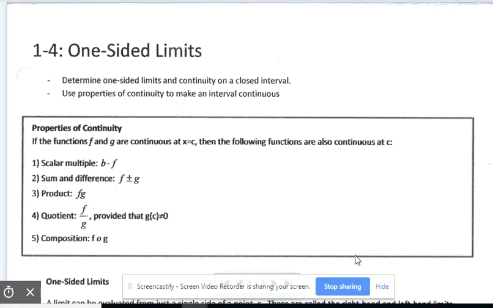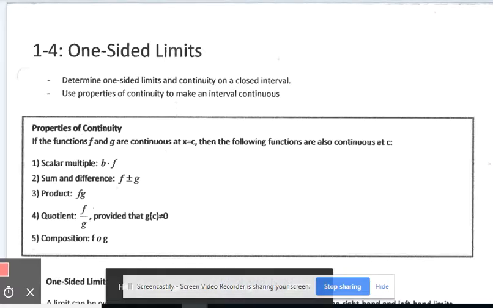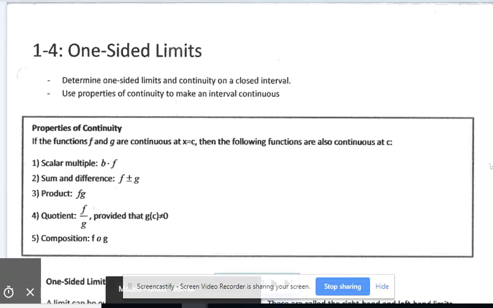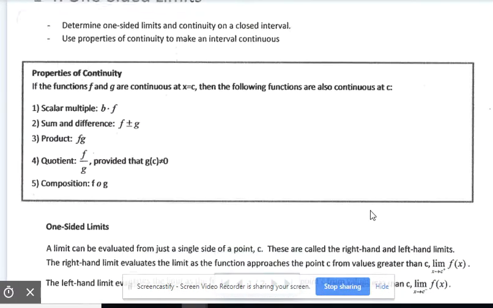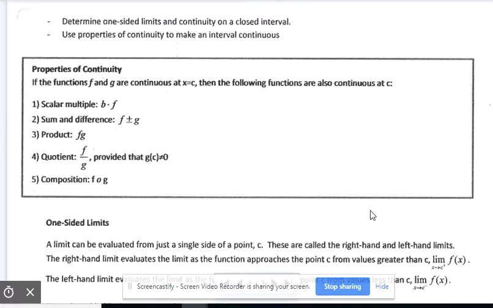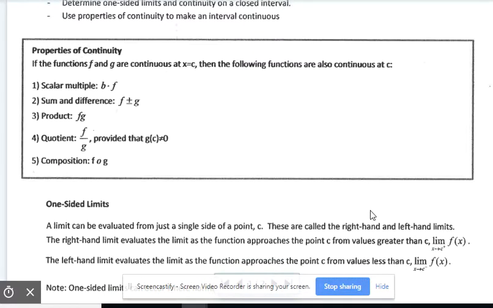All right, welcome to 1-4 notes on one-sided limits and a little bit more with continuity. So before we start, we're just going to list a few properties of continuity. Again, these are properties that you probably wouldn't really think twice about, but we do have to say them just to say that they're true.